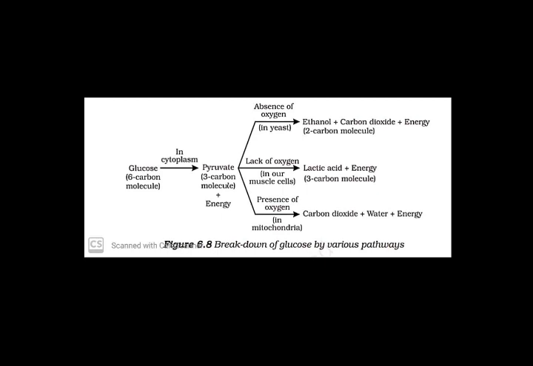For aerobic respiration, the products are carbon dioxide, water, and energy. For anaerobic respiration, the products are ethanol, carbon dioxide, and energy. And for lack of oxygen, the products are lactic acid and energy. So we have discussed all these three types of respiration in the previous class.